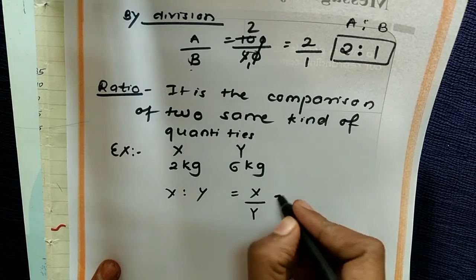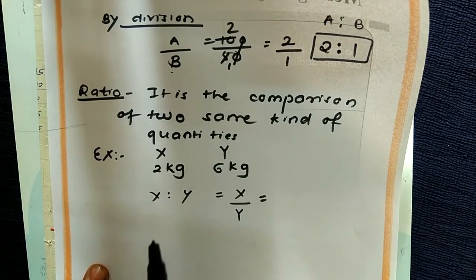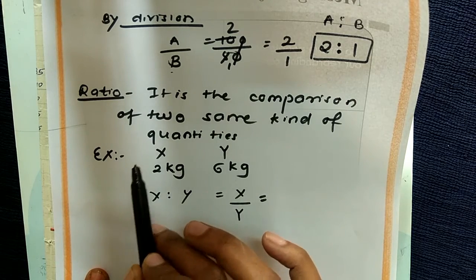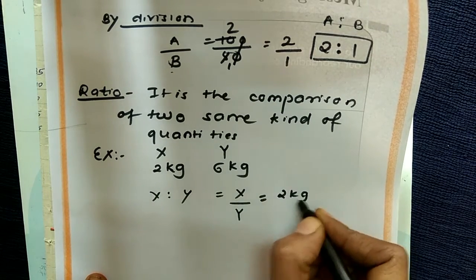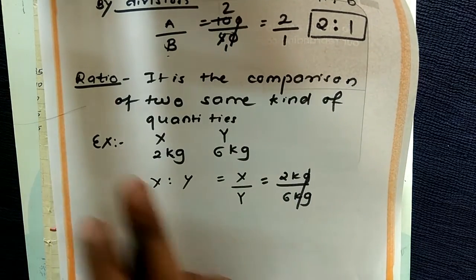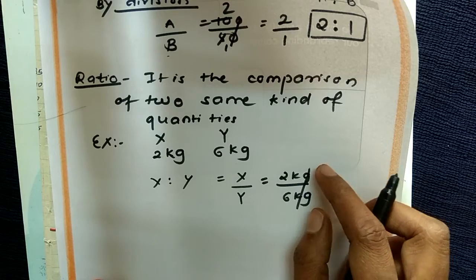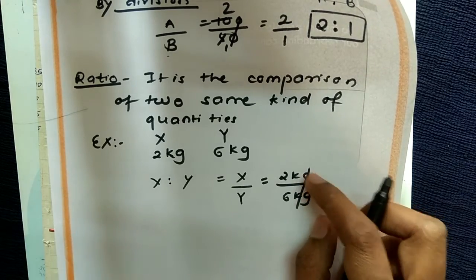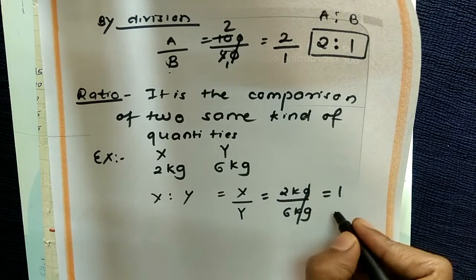What is the quantity? Both are in kg. So remember, the unit should always be the same, so that in ratio we are not left with any unit. So 2 kg and here 6 kg. The kg gets cancelled. Always remember, ratio has no unit because we compare quantities of the same kind, and here the unit gets cancelled. So 2 ones are 2. Convert this into the lowest form.